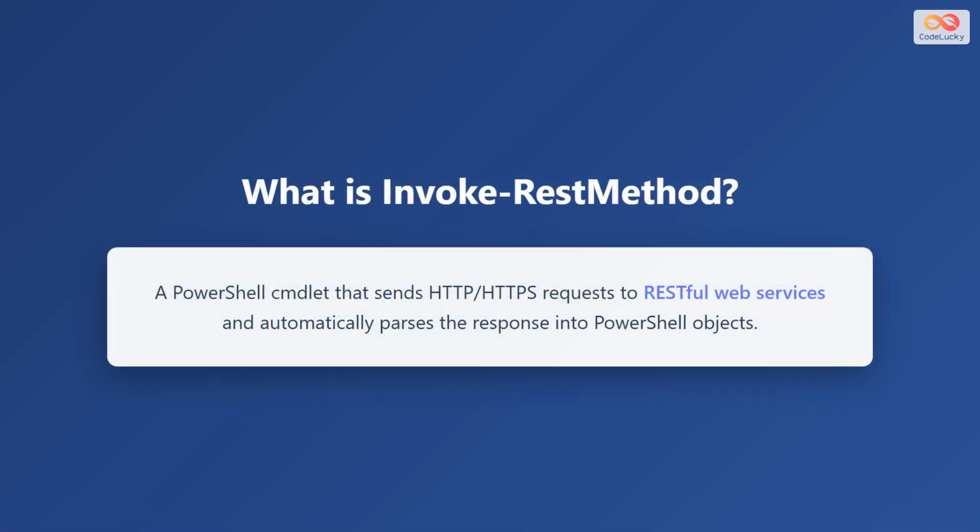Invoke-RestMethod is a PowerShell cmdlet that sends HTTP and HTTPS requests to RESTful web services. The key advantage is that it automatically parses the response into PowerShell objects, making it incredibly easy to work with API data. You don't need to manually convert JSON or XML responses. PowerShell does all the heavy lifting for you.